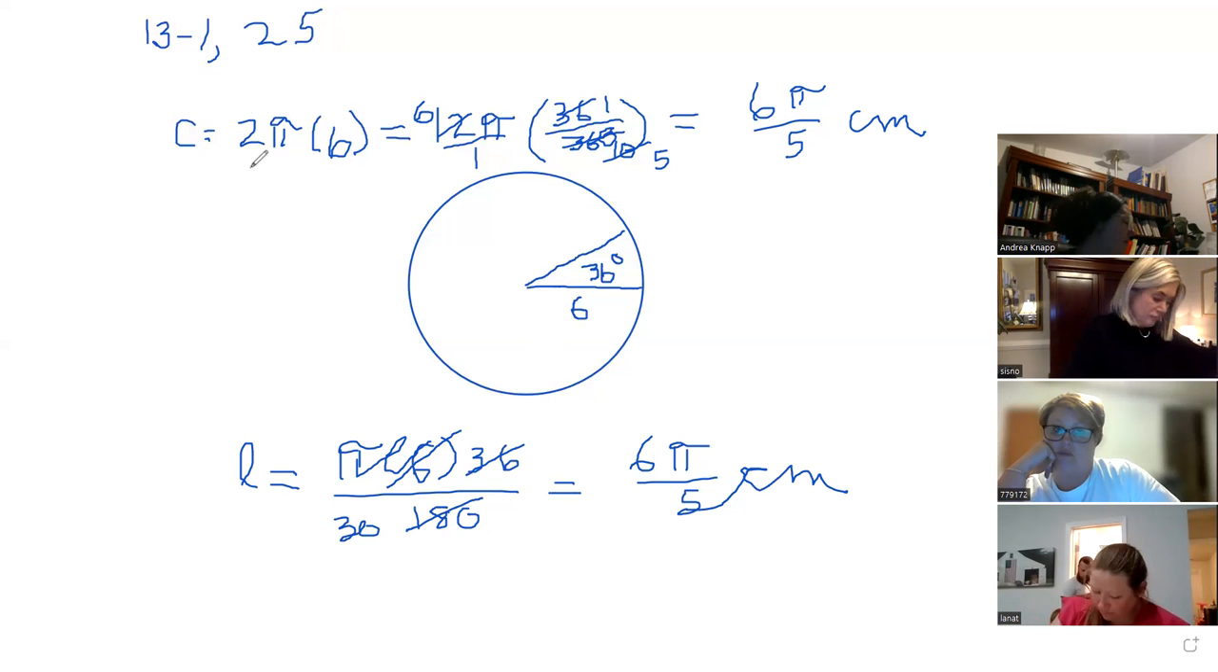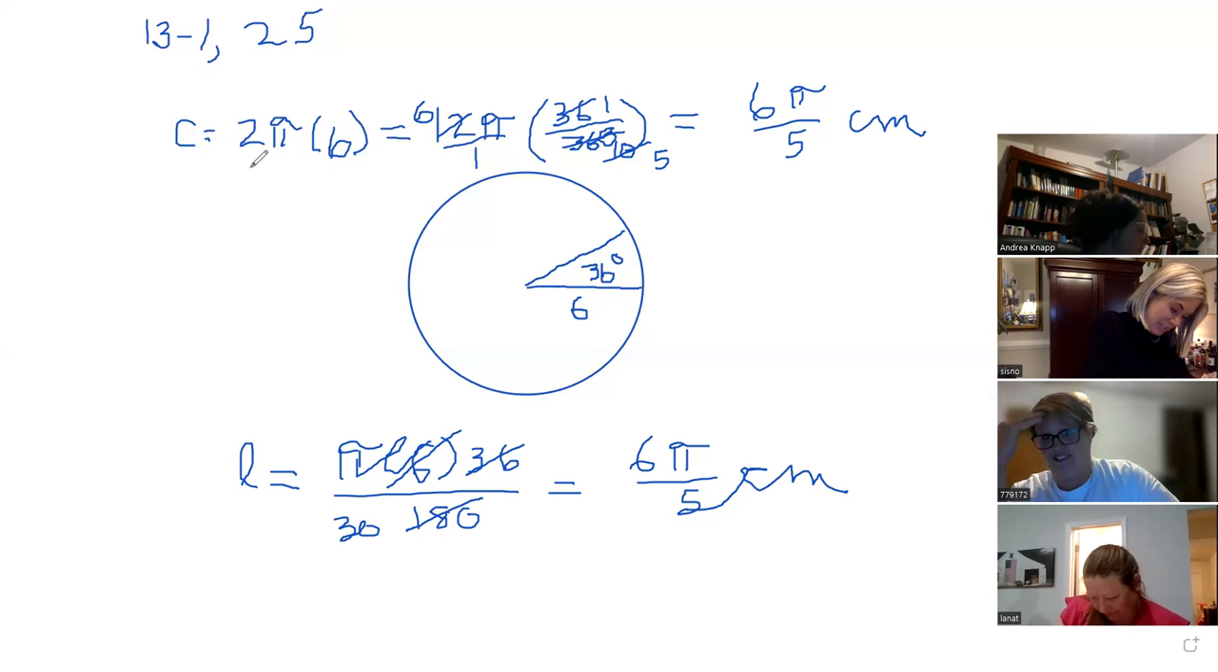I like my way better. It makes more sense to me. Well, none of it makes sense to me, but taking the fraction of the circle times the circumference, 2 pi r. But if you want to use the formula, that's fine with me. Write it on the note part.